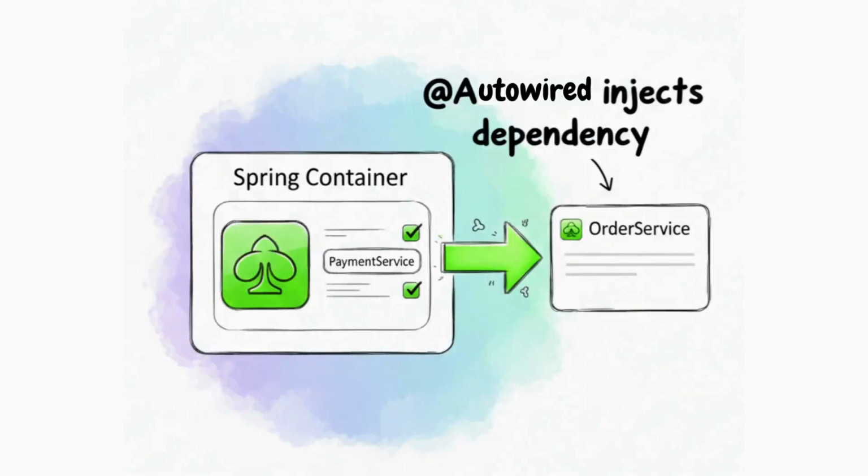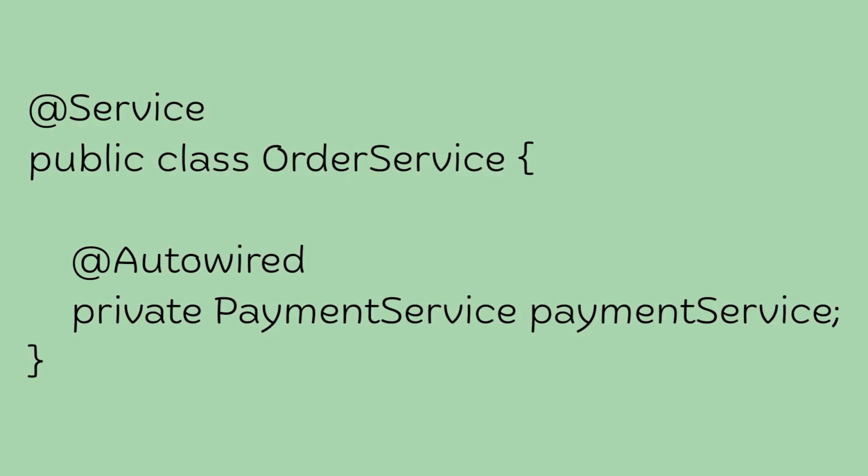@Autowired, dependency injection. Once Spring owns your objects, it can also connect them. @Autowired tells Spring this class depends on something. Find it and inject it. In this example, in OrderService, we have autowired PaymentService. Spring looks inside its container, finds the matching bean, here that is PaymentService, and injects it automatically.